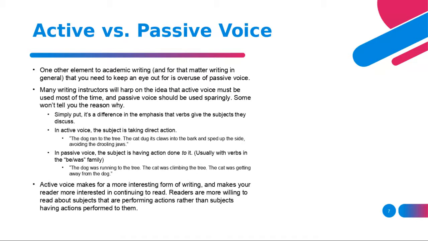To put it simply, active voice versus passive voice is the difference in the emphasis that verbs give the subjects they discuss. It's a question of whether the subject is doing something or the subject is having something done to it. In active voice, the subject is taking direct action. It's doing something. So in these examples, the dog ran to the tree. The cat dug its claws into the bark and sped up the side, avoiding the drooling jaws.